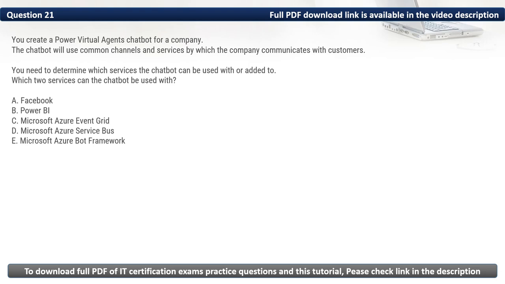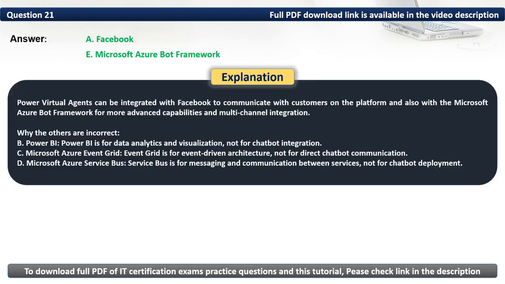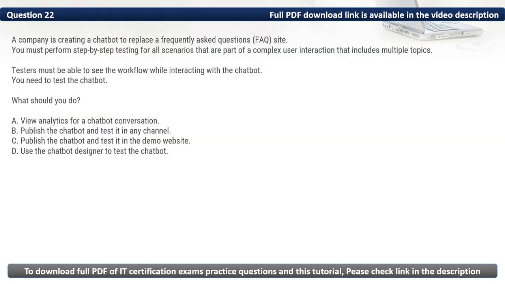Thus, the two services that the chatbot can be used with are Facebook and Microsoft Azure Bot Framework. As such, the correct options are A and E. Power Virtual Agents can be integrated with Facebook to communicate with customers on the platform and also with the Microsoft Azure Bot Framework for more advanced capabilities and multi channel integration.